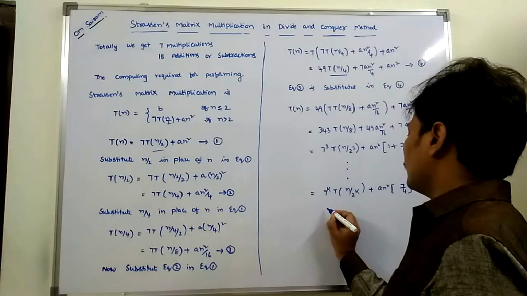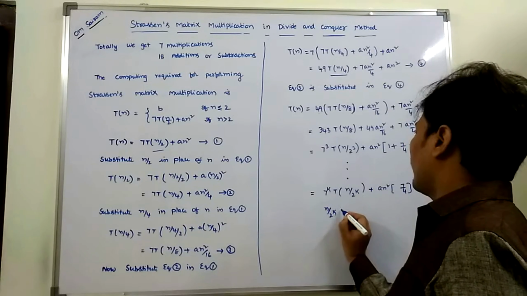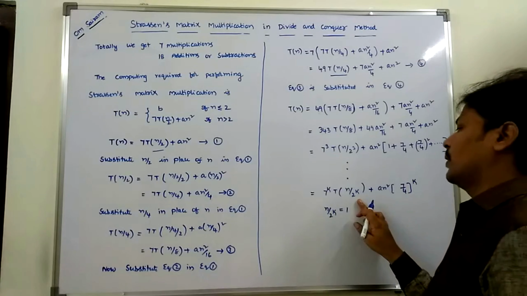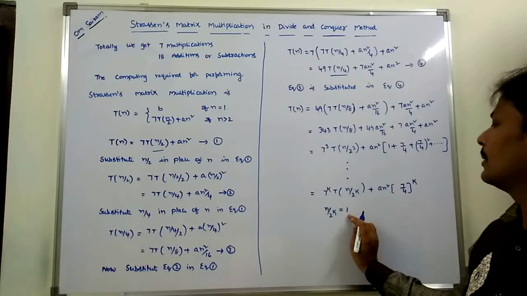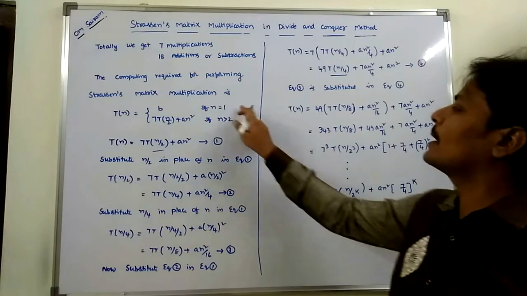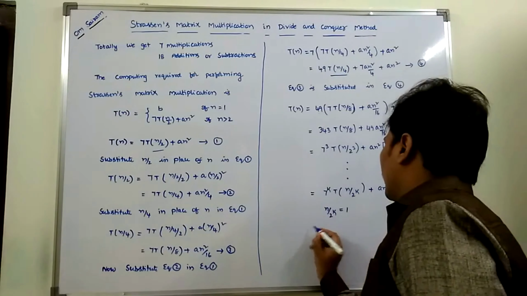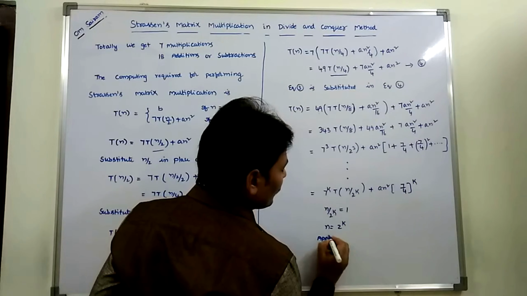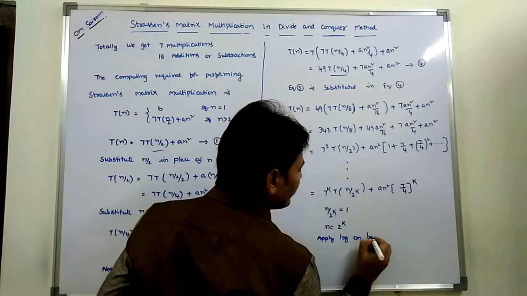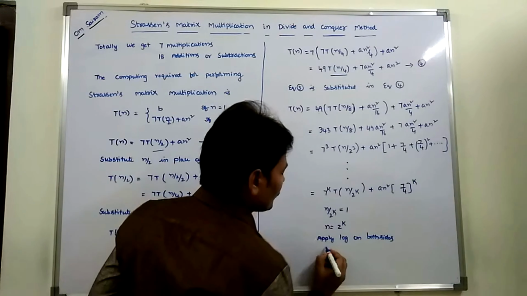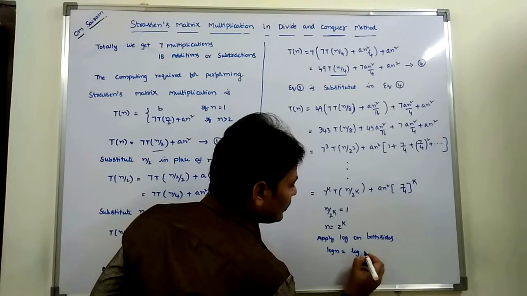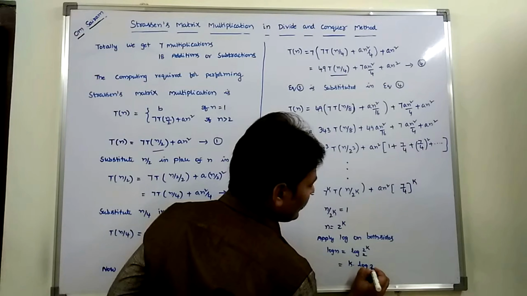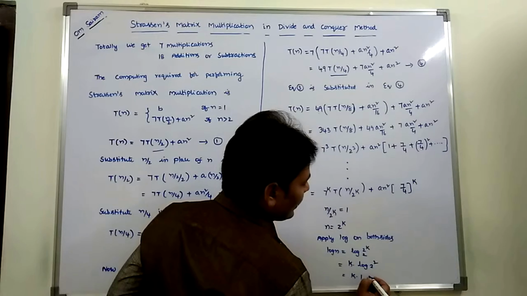So now n by 2 power k is equal to 1. So now it becomes t of 1. T of 1 value is nothing but that is b. Here n is equal to 2 power k. Apply log on both sides. So that is log n base 2 equals log 2 power k base 2. So that is equal to k into log 2 base 2, that is equal to k into 1, that is equal to k.